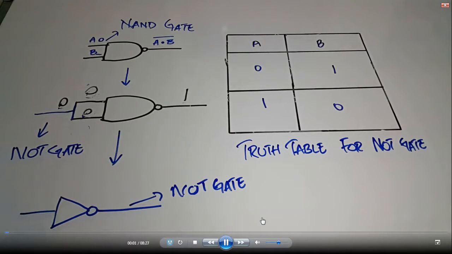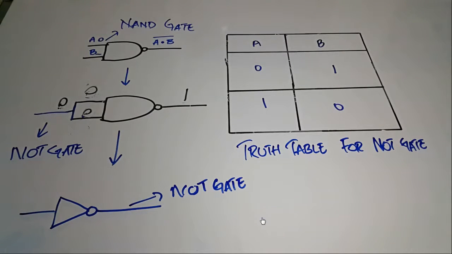Okay, so today's video is about making a NOT gate from a NAND gate. The NAND gate is basically a universal gate, and by using this universal gate, I can make a NOT gate. What we will do is make both inputs of the NAND gate into a single input for a NOT gate.